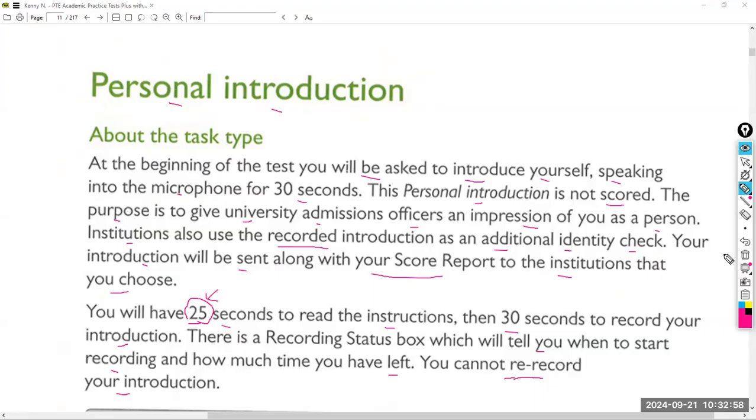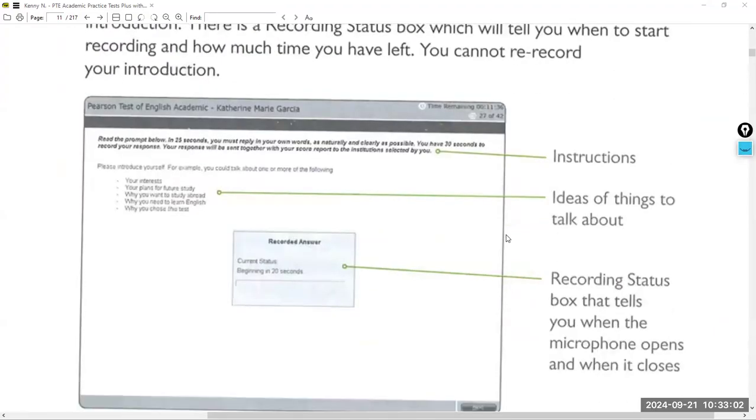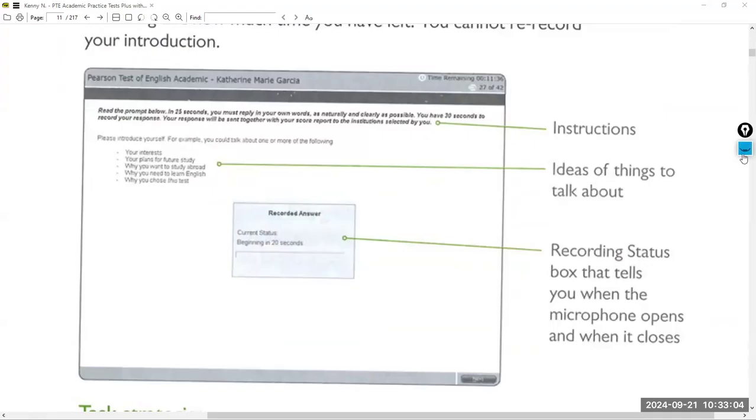Now let me scroll down to the next information. This is the exact screen, Dahlia, that is going to be shown next to you. So you notice that this is task number 1 about your personal introduction. These are the questions that you have to answer. So notice that it says please introduce yourself. And we have, as I told you, 25 seconds to prepare.